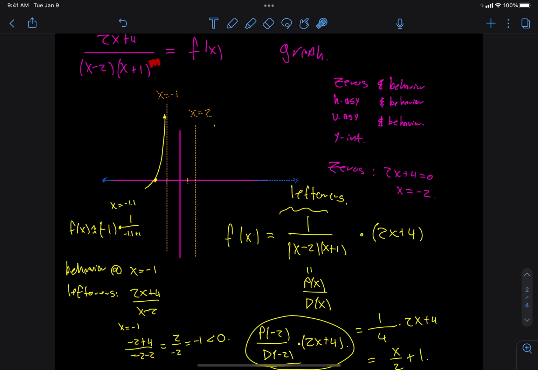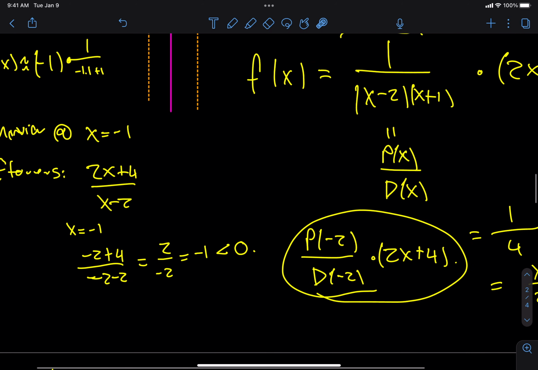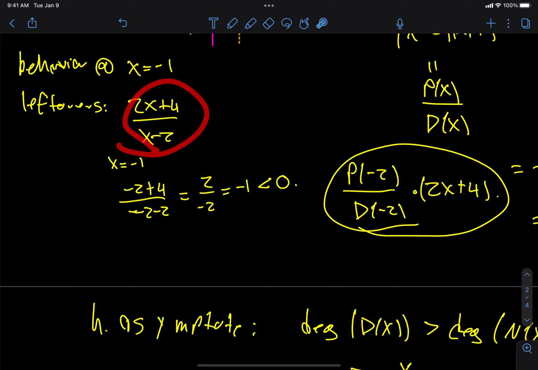Yes? When you did the -1 is greater than 0, on the denominator you're supposed to plug in -1, not -2. So make it 2 over -3. Sorry, you mean here? Yeah. So what I did was I plugged in -1. So on the top I got -2. And then yes, this should have been -1. Thank you.